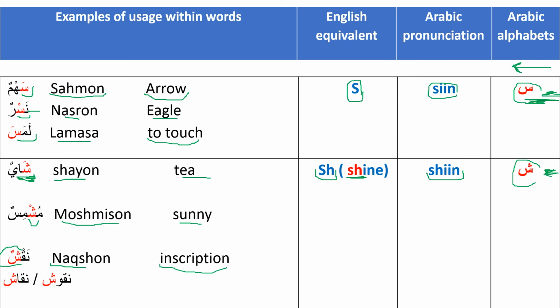The exception is, when I said there are exceptions, the letter Sheen and Seen, both of them, because what applies to Seen applies to Sheen. Nice. So if it comes after the letter waw, like this, or alif, like this, it cannot be attached to it. It must be written separated from it.